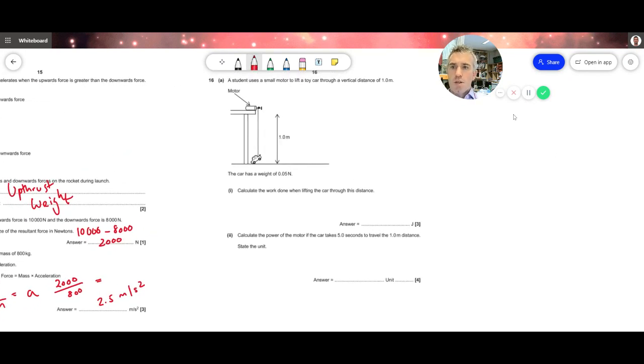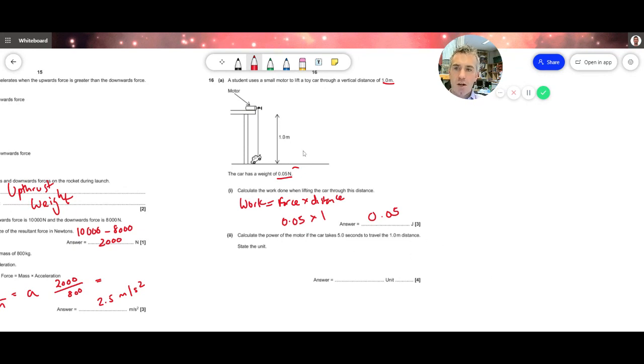A student uses a small motor to lift a toy car through a vertical distance of 1 meter. The car has a weight of 0.05 newtons. Calculate the work done. Work is force times distance. Okay, probably get 1 mark for writing that equation. The force is 0.05 and the distance is 1. Wow, tricky. So the answer is 0.05 joules.